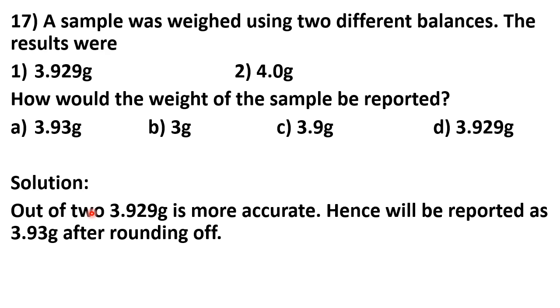Out of the two values, 3.929 gram is more accurate because it is expressed in 4 significant figures. Hence you have to round off 3.929 gram. After rounding you will get 3.93 gram. Therefore the correct option is option A. This is the correct method for reporting the sample weight. Option A.